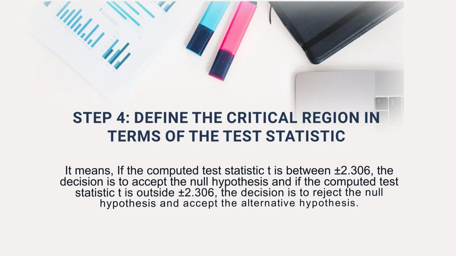It means if the computed test statistic t is between plus minus 2.306, the decision is to accept the null hypothesis, and if the computed test statistic t is outside plus minus 2.306, the decision is to reject the null hypothesis and accept the alternative hypothesis.